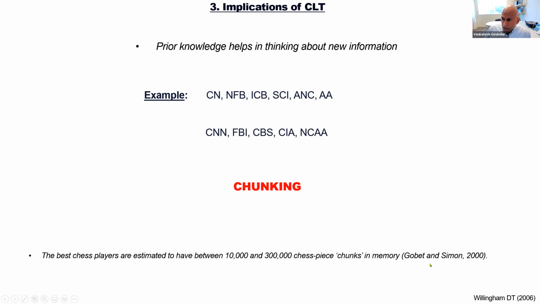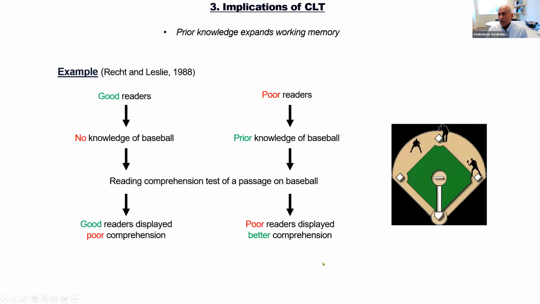So Simon and Gobert estimate that chess grandmasters have between 10,000 to 300,000 chess piece chunks in their memory. So not only does prior knowledge help subjects or learners look at new information in a new way, but it also helps overcome the constraints of working memory. It greatly expands working memory.